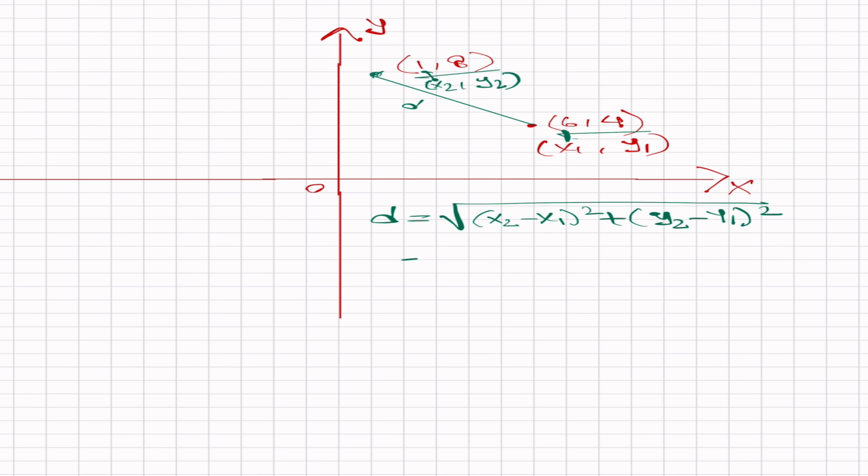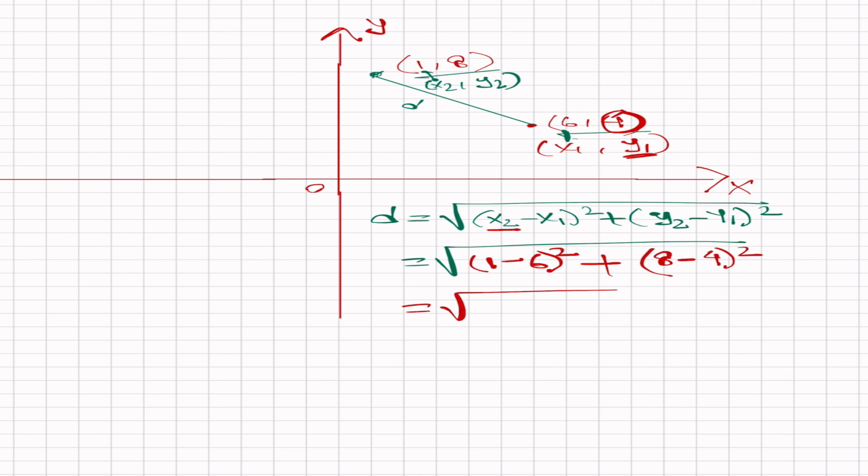So we can just write down here, what is our x2? Our x2 is just simply 1, right? So we can write down 1 minus, what is our x1? It's just 6. So we write down 6 squared, plus, our y2 is 8, and what is our y1? Minus y1, which is simply 4. You see the y1 is simply 4 squared.